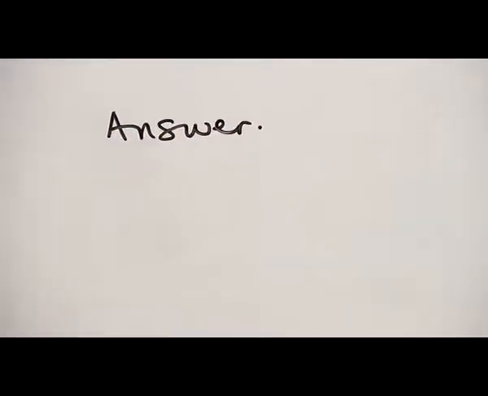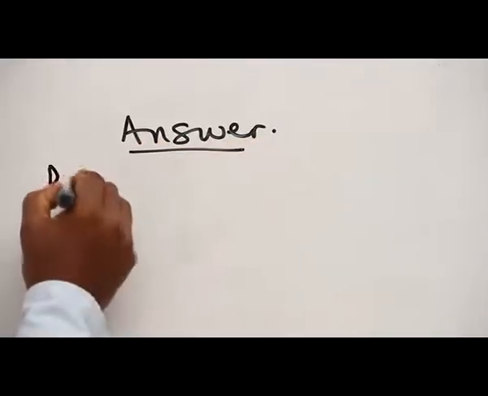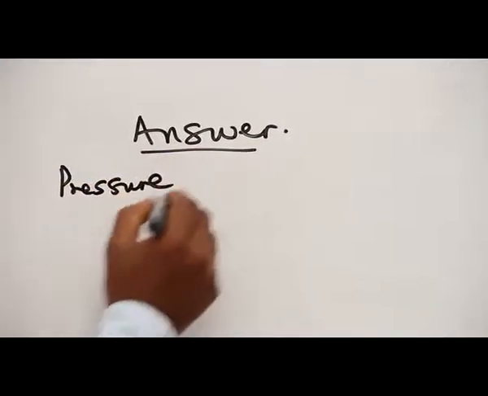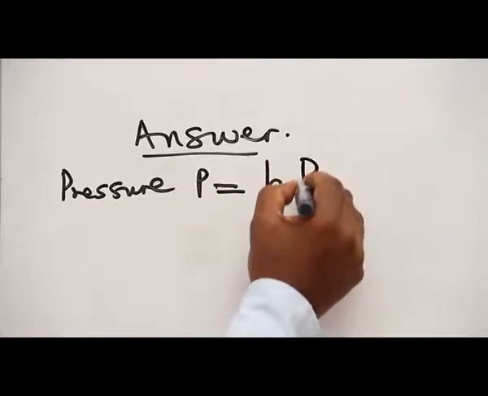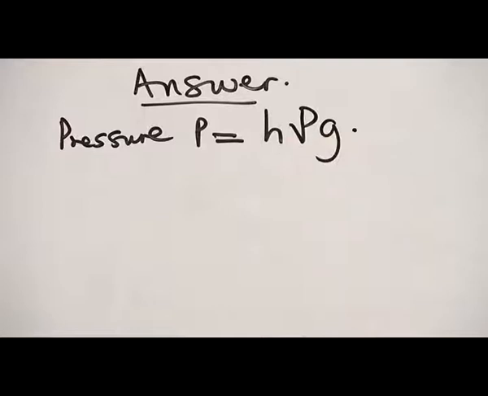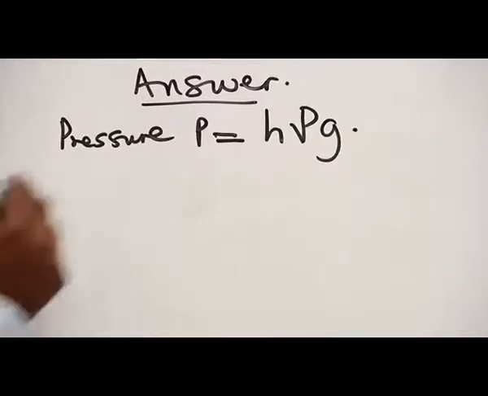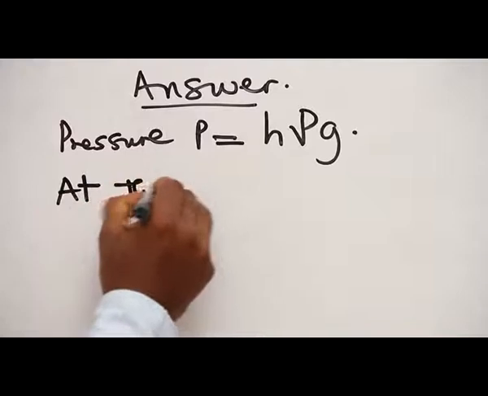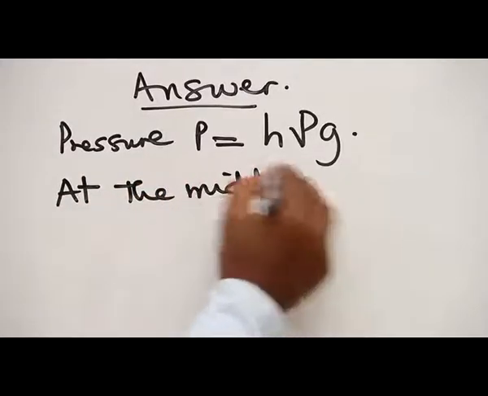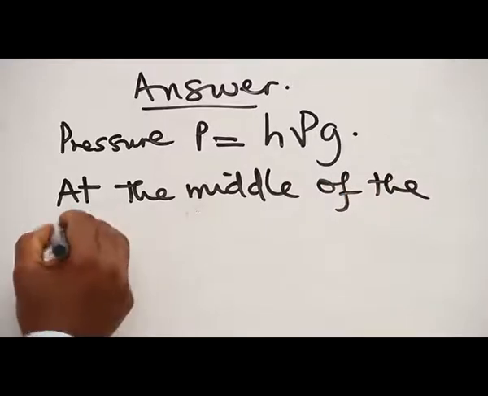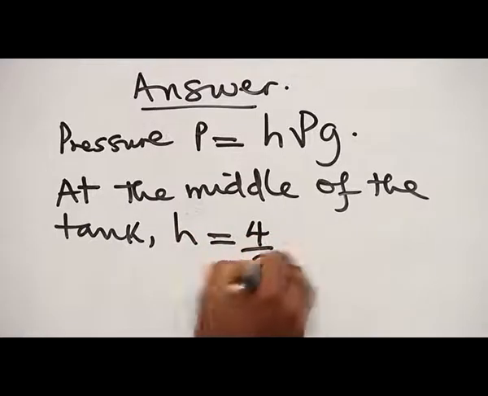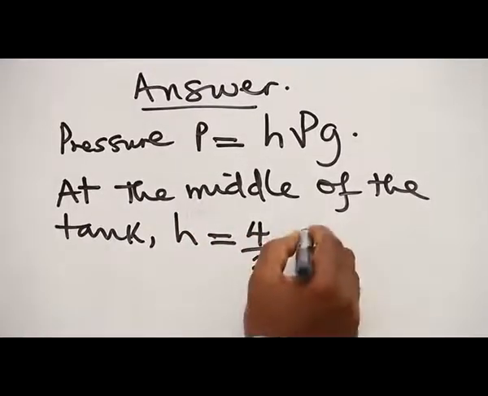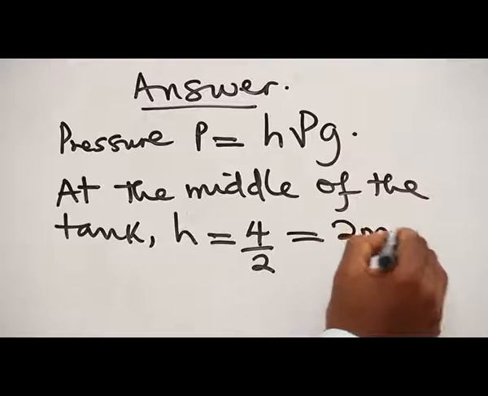The pressure of the liquid at the middle of the tank, pressure P, is given by the depth times the density of the liquid times acceleration due to gravity. At the middle of the tank, the depth h will give us 4 divided by 2. That's the total height of the tank divided by 2. That will give us 2 meters.